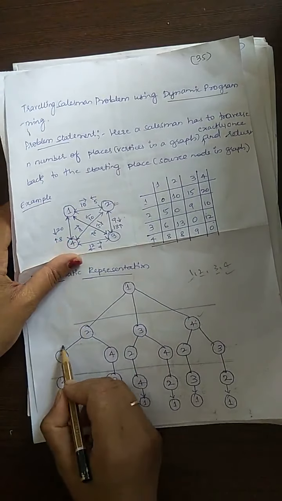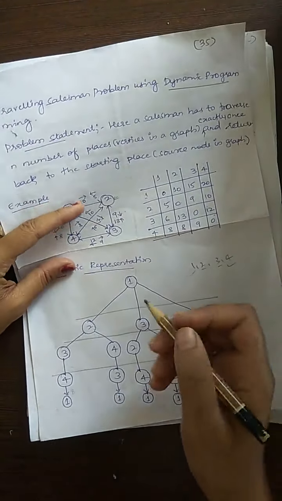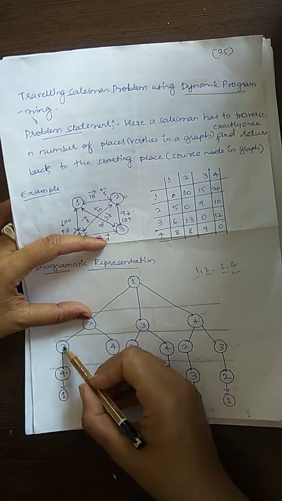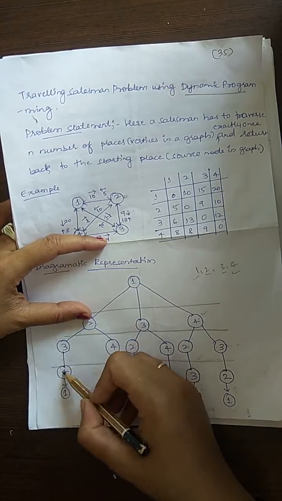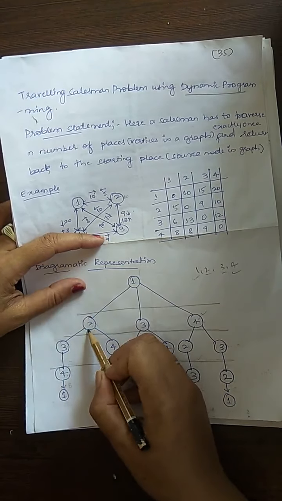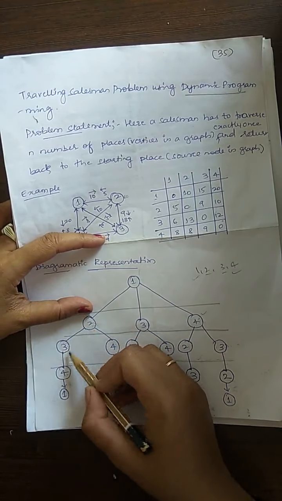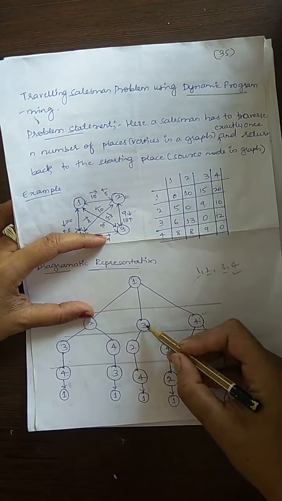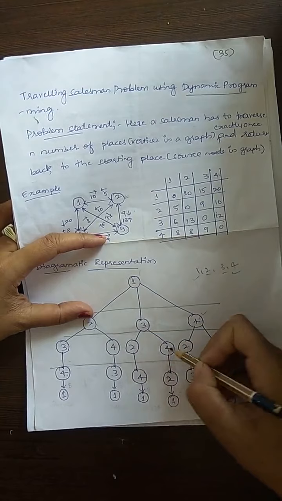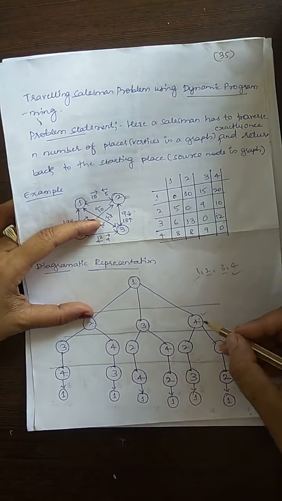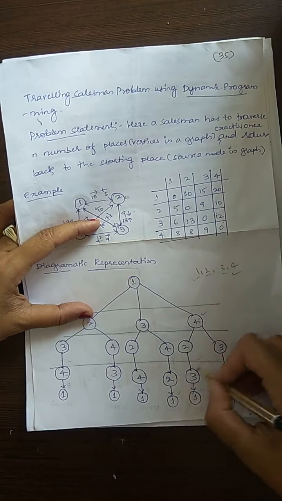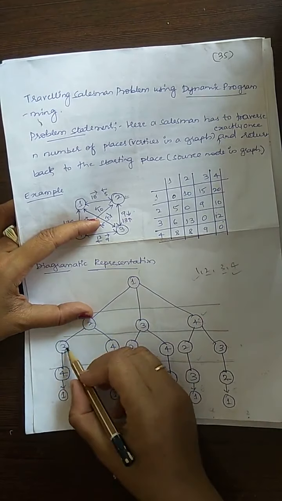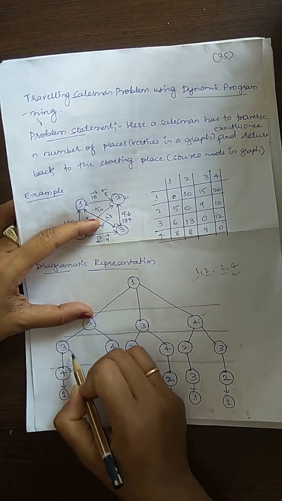When we go one level up here, it means 2 vertices will be remaining. I have reached 2 here. Still 2 vertices are remaining for traversing. So I have reached 2, and remaining is 3 and 4 or 4 and 3. Okay. I have reached 3. Remaining is 2 and 4 or 4 and 2. I have reached 4. Remaining is 2 and 3 or 3 and 2. So when I have reached this level, still 2 vertices are remaining for traversing.